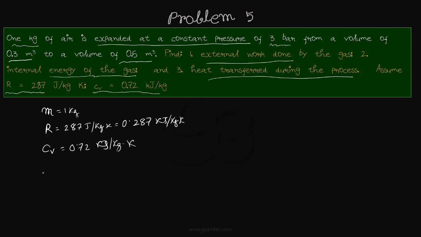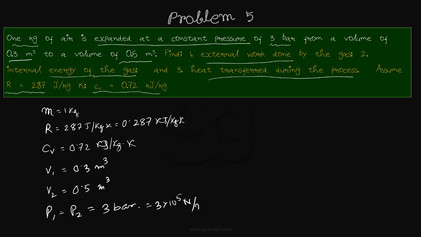Again, the volume changes from V1 to V2. So V1 is equal to 0.3 meter cube and V2 is equal to 0.5 meter cube. Pressure P1 is equal to P2, that means constant pressure process, which is equal to 3 bar, or 3 bar we can write as 3 into 10 to the power 5 Newton per meter square.